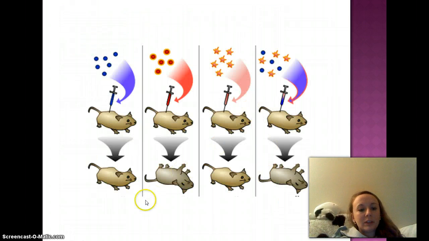So one more time, look at this picture. The mouse was injected with a non-pathogenic bacteria and lived. A pathogenic bacteria and died. Heat killed pathogenic bacteria and lived. And then heat killed pathogenic bacteria and non-pathogenic bacteria. And that non-pathogenic bacteria slurped up that bad DNA and killed the mouse.